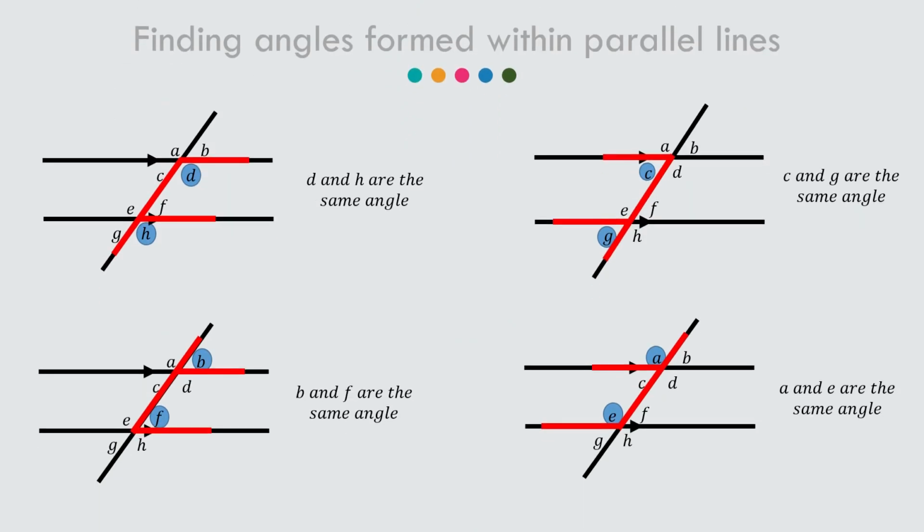Here are some other F shapes and their corresponding angle properties. D and H are the same angle. C and G are the same angle. B and F are the same. And A and E are also the same angles.